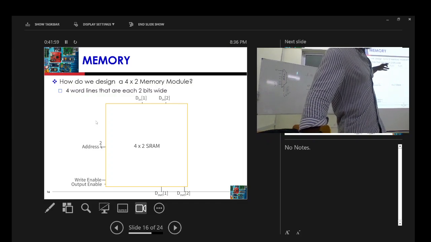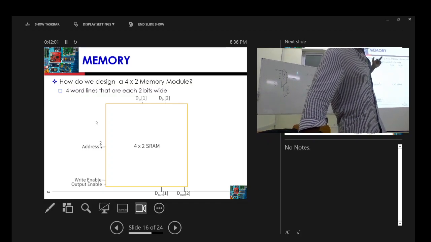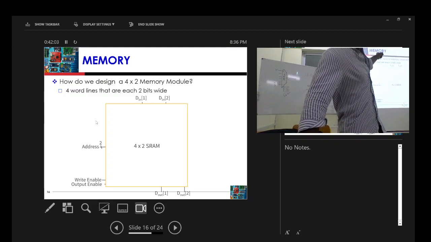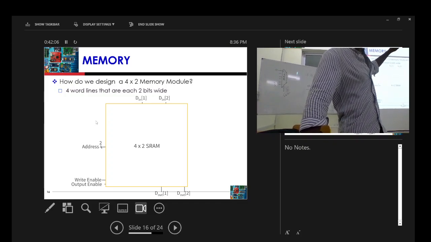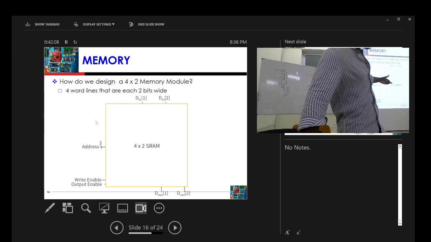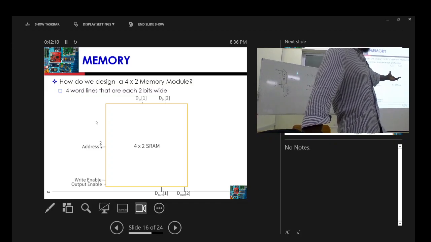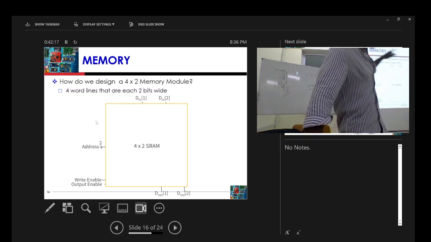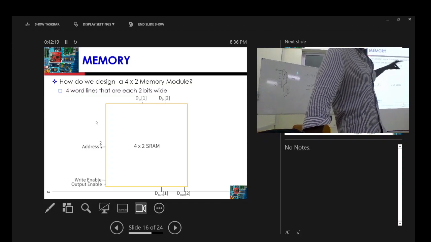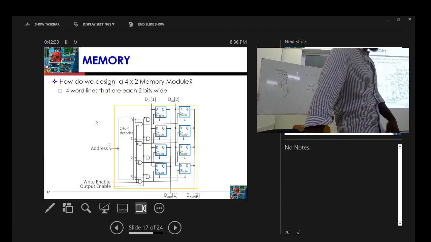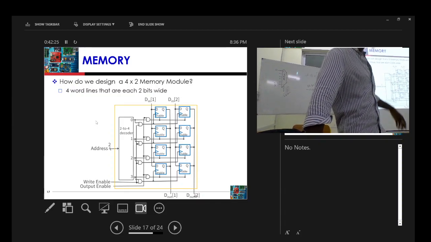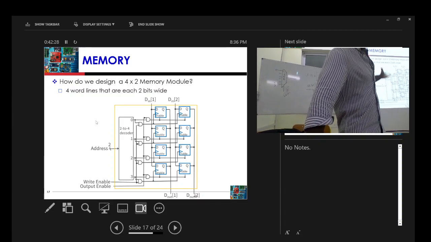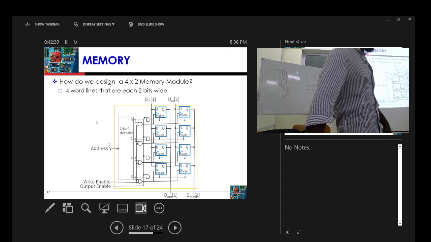So this is how the architecture looks. Because we have 2 data inputs, we have DIN1 and DIN2, only two bits, right? The output is only 2 bits, DOUT1, DOUT2. The address is 2 bits. We have write enable, we have output enable. Those kinds of signals are known as the inputs and outputs of the SRAM. So how does the internal architecture look? This is how the internal architecture of an SRAM looks.